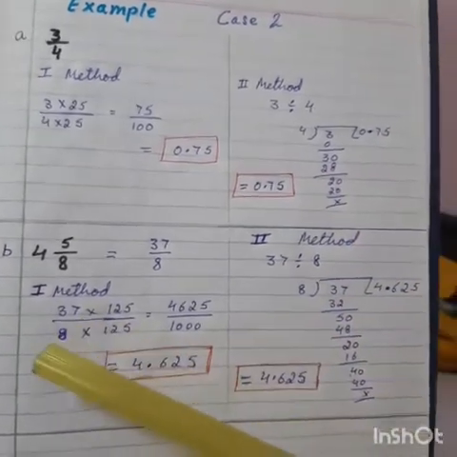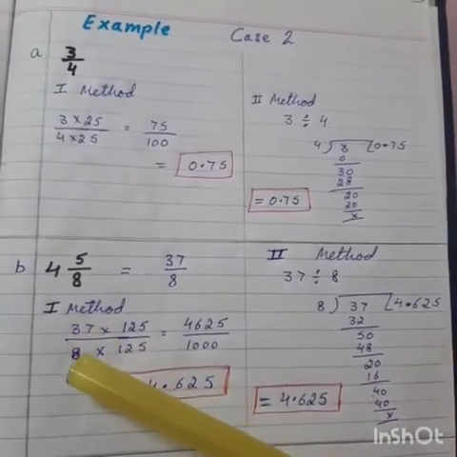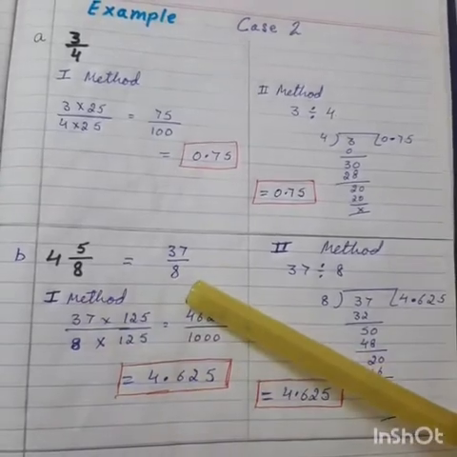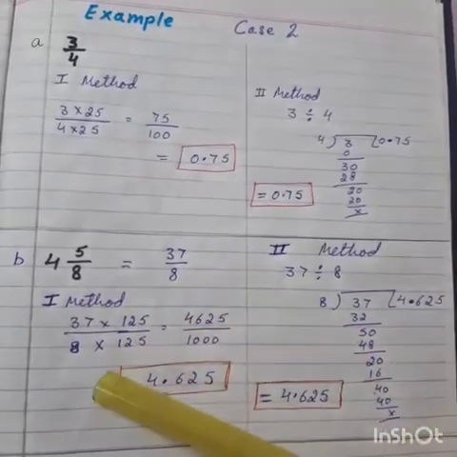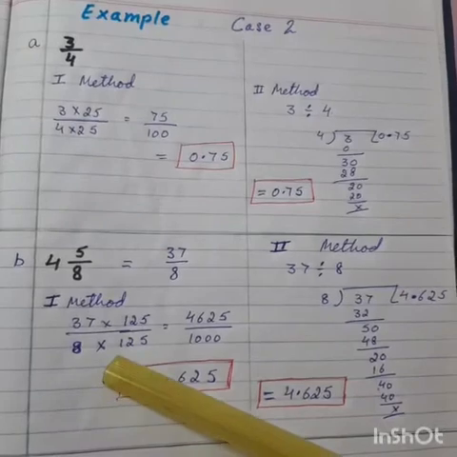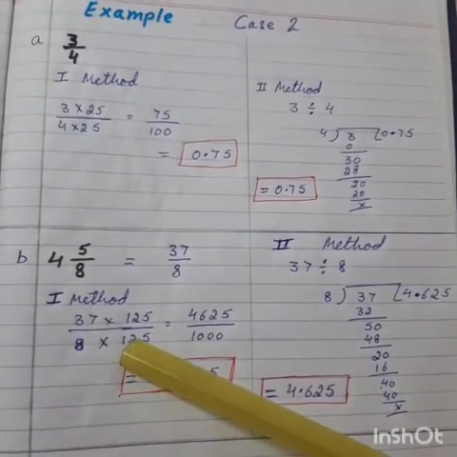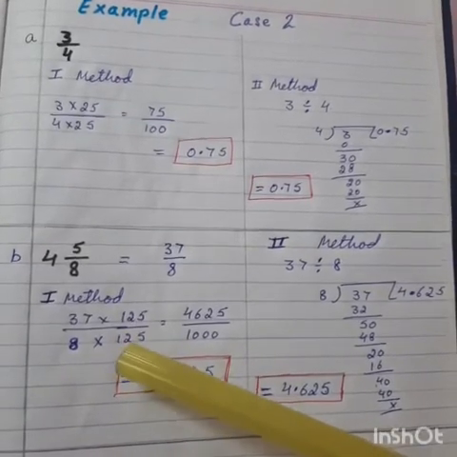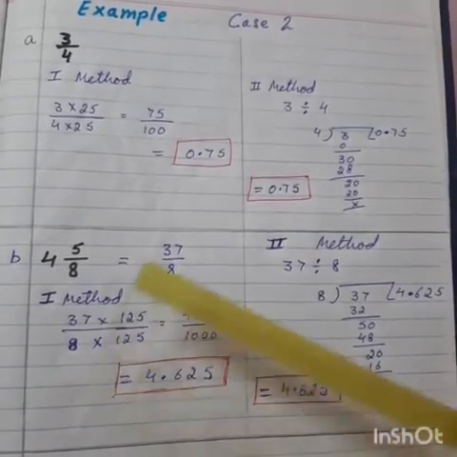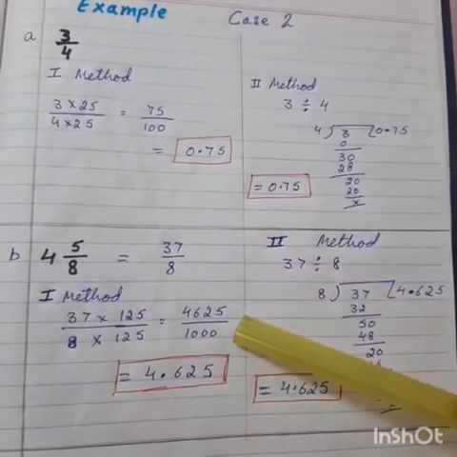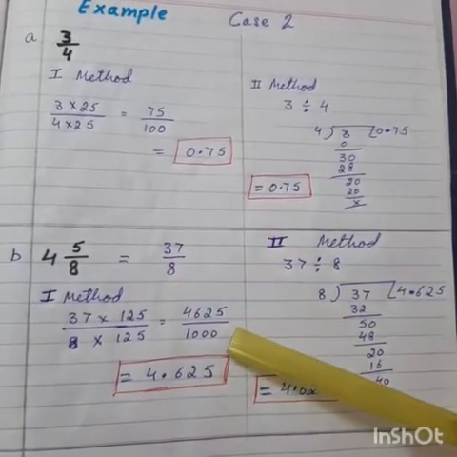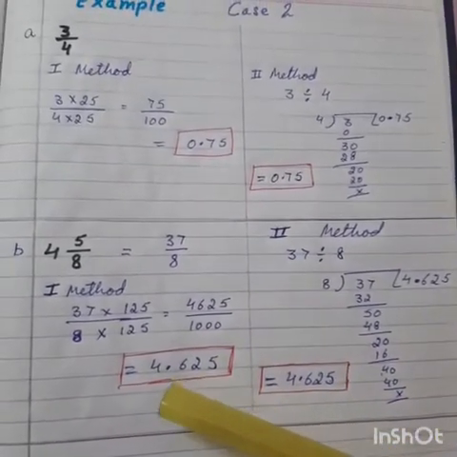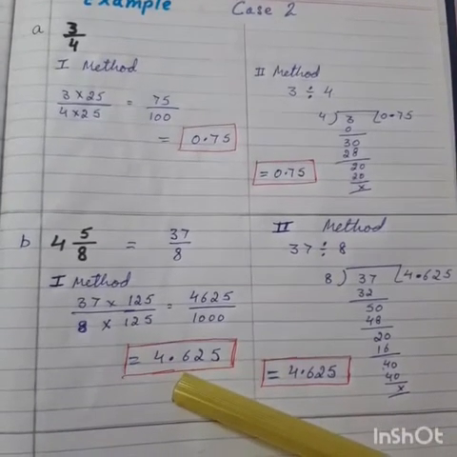Let us see the next example where we have a mixed fraction to be converted into a decimal. So first of all, we will make it into an improper fraction, and then we can convert it to a fraction which has zeros in the denominator by multiplying this 8 by 125. The same 125 will be multiplied with the numerator and we get this fraction. Now in this fraction you can see, as there is 1000, there are 3 zeros. So in our answer we will have the decimal after 3 places.